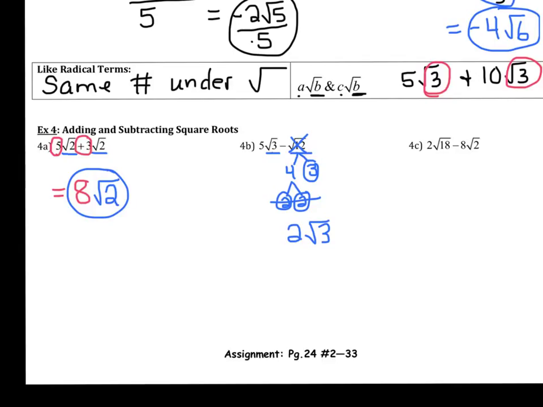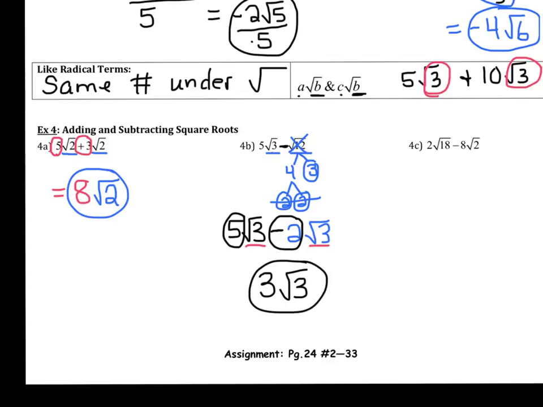So I'm going to copy the 5 square root 3 and then that minus sign in front of it. And now we have like radicals. So all we need to do is do 5 minus 2. 5 minus 2 is 3. So we have 3 square root 3 for the final answer. Let's see if you can simplify 4c and combine them. When you do it, I should see a whole bunch of work, I should see a factor tree. The final answer should be negative 2 square root 2. Good luck.